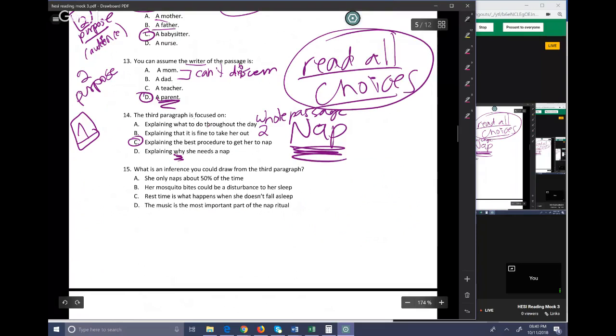And remember, this said it's focused on, which is another way of asking, why is it there? Why is the third paragraph there? The third paragraph is definitely for the procedure of getting her to nap. Much more of the words that we see in the paragraph have to do with how to do it: music, changing a diaper, something about mosquito bites and putting cream on. So it was all about how to get her to maybe sleep if she's going to. 15 also references the third paragraph, but it references inferring something. So that comes from reading 3.